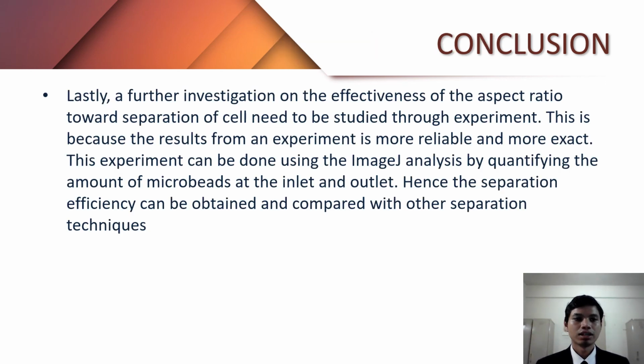So finally, a further investigation on the effectiveness of the aspect ratio towards separation of cells needs to be studied through experiment. This is because the result from an experiment is more reliable and more exact. This experiment can be done through ImageJ analysis by quantifying the amount of microbeads at the outlet and inlet. Hence, the separation efficiency can be obtained and compared with other separation techniques.